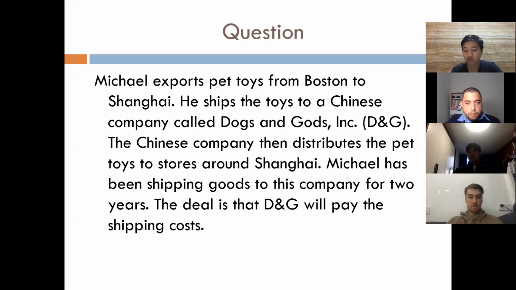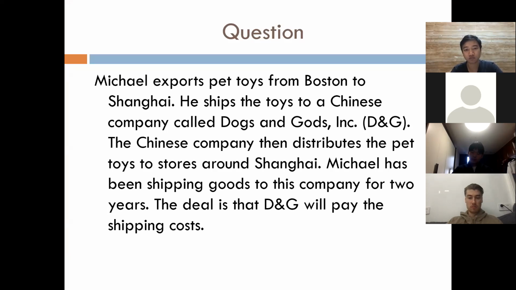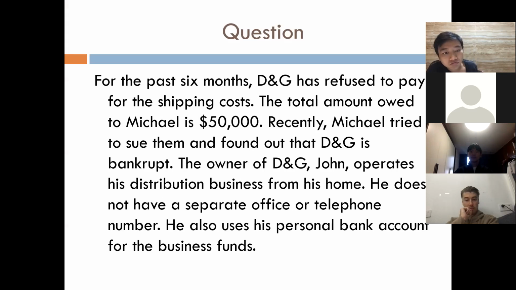Okay, Michael exports pet toys from Boston to Shanghai. He ships the toys to a Chinese company called Dogs and Gods Incorporated, D&G. The Chinese company then distributes the pet toys to stores around Shanghai. Michael has been shipping goods to this company for 2 years, and the deal is that D&G will pay the shipping costs. For the past 6 months, D&G has refused to pay the shipping costs. The total amount owed to Michael is $50,000.